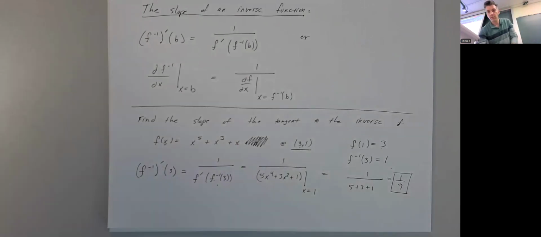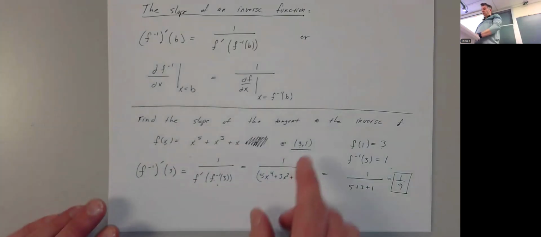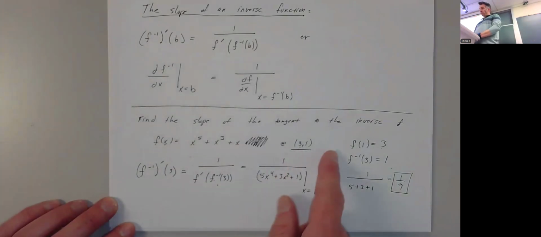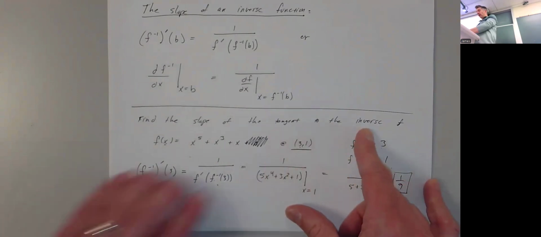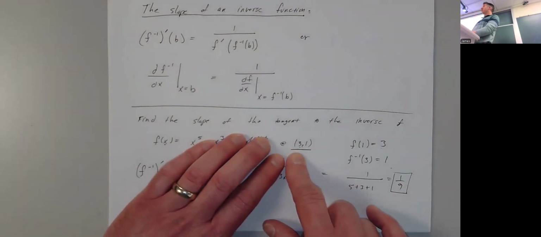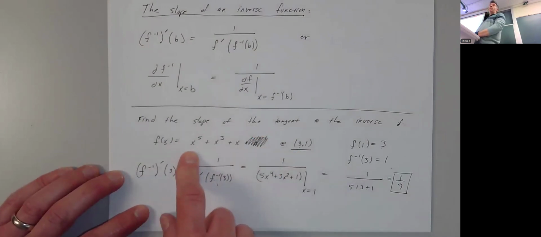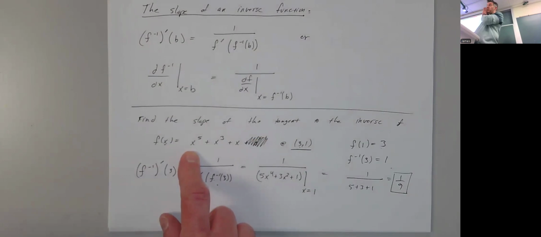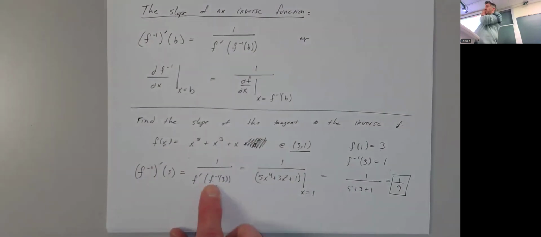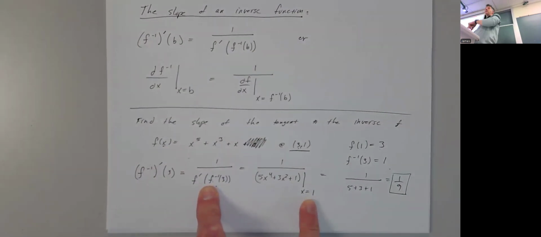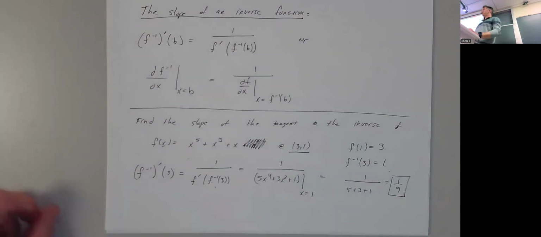So back to the work we did, right? When we were asked to find the slope of the tangent to the inverse at the point 3, 1, what we really did is we found the slope of the original function at 1, 3, specifically at x equal to 1, which is f inverse of 3, and then did the reciprocal of that to find the slope of the thing we wanted. That's what's going on. Hopefully that makes a bit of sense. It's kind of wonky, but it does work.